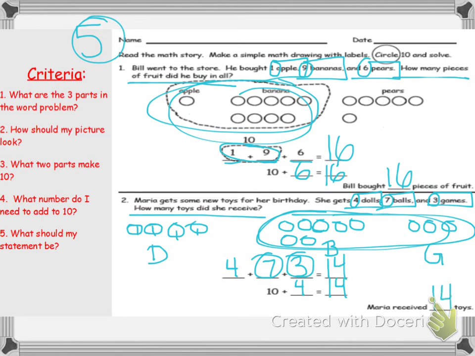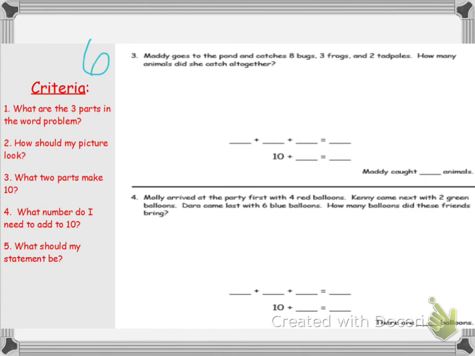Now I want you to turn the page to the back, to page number 6. Alright, so now I'm going to read it, and we're going to do a little bit together, and you're going to do the rest on your own. So Maddie goes to the pond and catches 8 bugs, 3 frogs, and 2 tadpoles. How many animals did she catch all together?